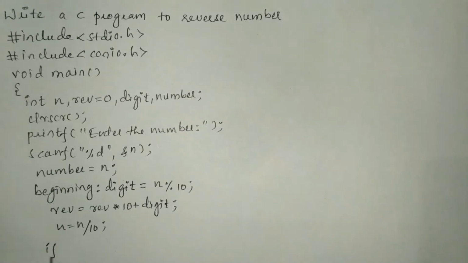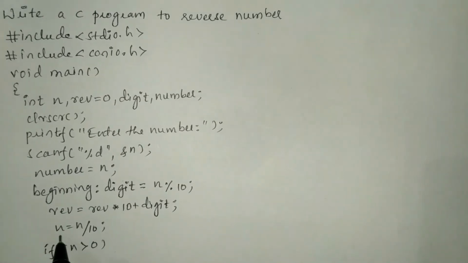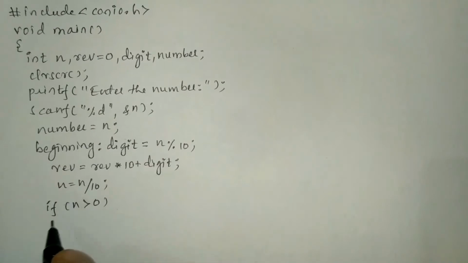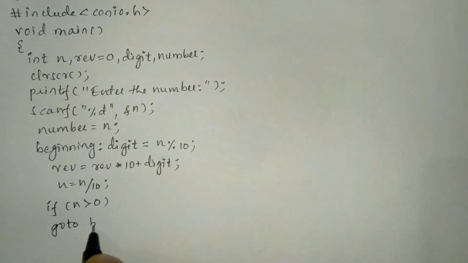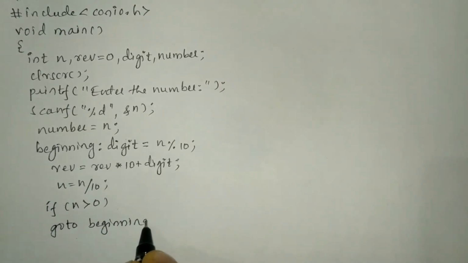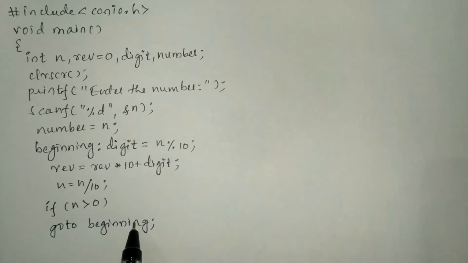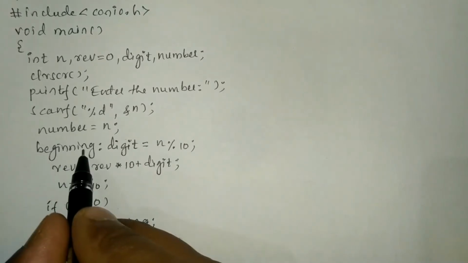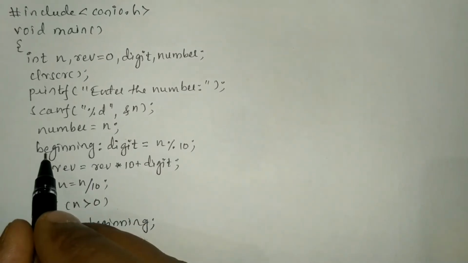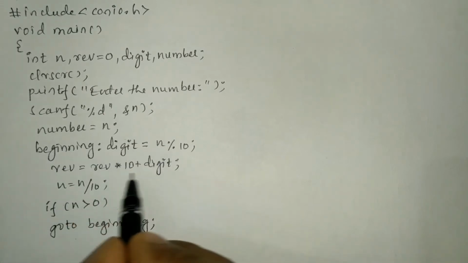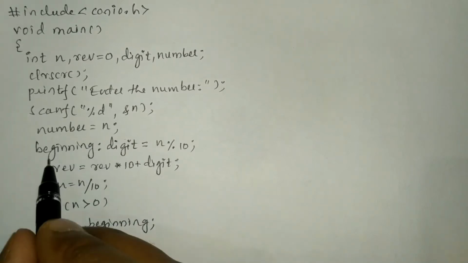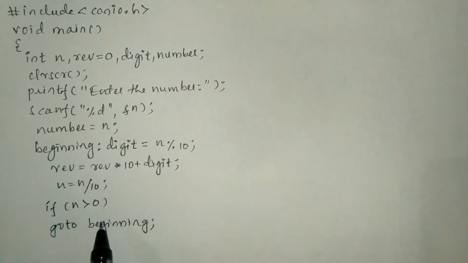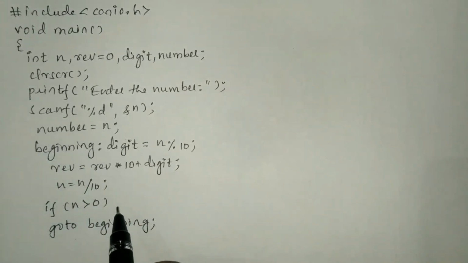Next we are going to check if n is greater than 0. If this is greater than 0, then again control has to transfer with goto, we'll write beginning. Here you can see this particular goto label is matching with this beginning label. So again control jumps to this particular label. Once again all these three statements will get executed. Again it will be checked. So if this is true, then continuously control jumps to this particular statement. Okay, I hope it is clear up to here.